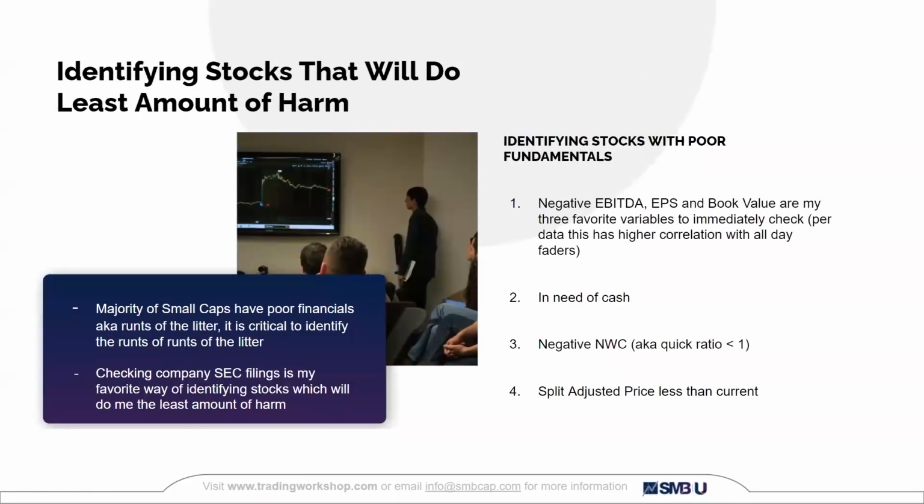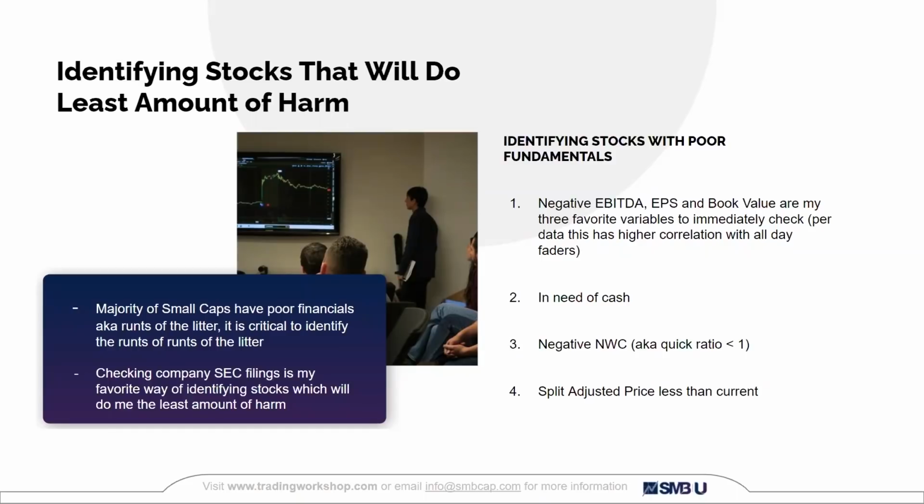So essentially, everything this revolves around is identifying stocks that will do me the least amount of harm. And that's what I use for the all-day fade play. The majority of these are small caps that I use. All small caps have poor financials on average, or the majority of them do. But that doesn't necessarily mean it's going to be an all-day fade, obviously. So I try to find the runs, the runs to the litter, essentially.